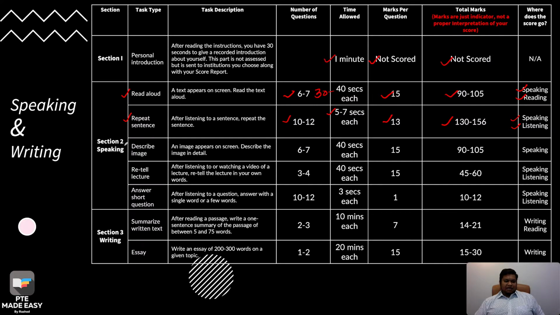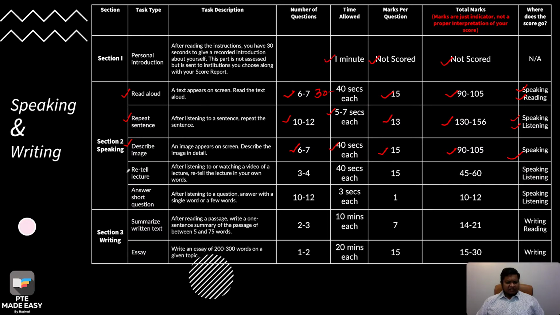Next question type in speaking is describe image. You have 6 to 7 questions, 40 seconds to answer each question, and 15 marks for each question. A total score from this question type will be between 90 to 105. And the score goes only to the speaking section.